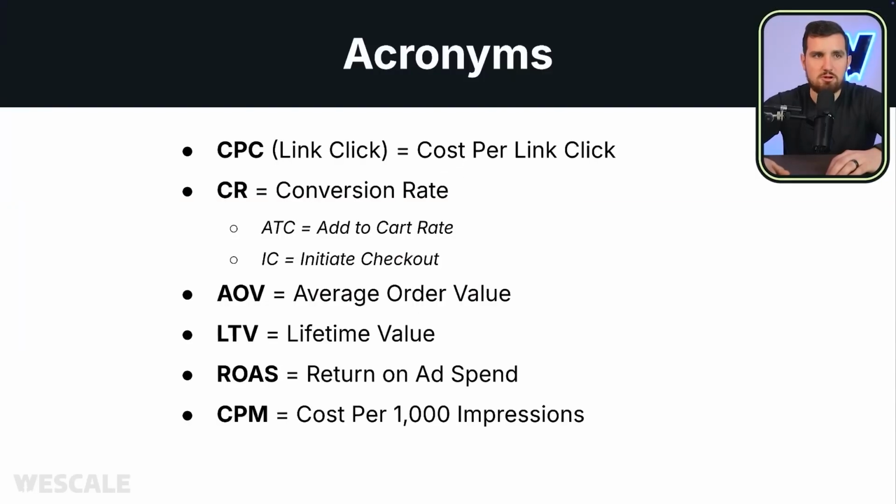So how do we apply it? First we start by reviewing our key definitions. Some important acronyms to know that we're going to be referencing a lot are our cost per link click, our conversion rate, our average order value, our lifetime value, our ROAS, and our CPMs.